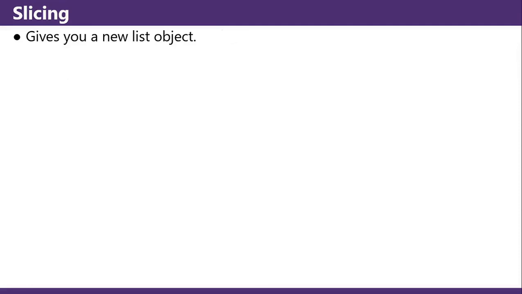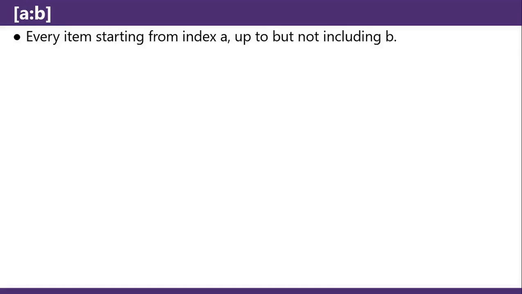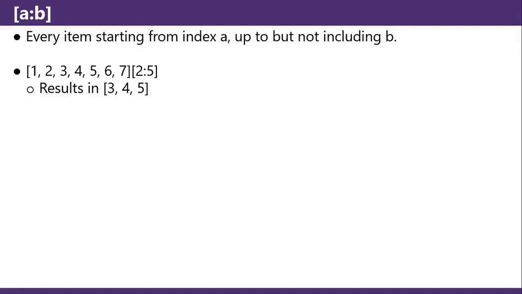Slicing gives you a new list object. Examples on subsequent slides. [a:b], every item from index a up to but not including b. [1, 2, 3, 4, 5, 6, 7][2:5] gives you from the second index up to but not including the fifth index. So 3, 4, 5.